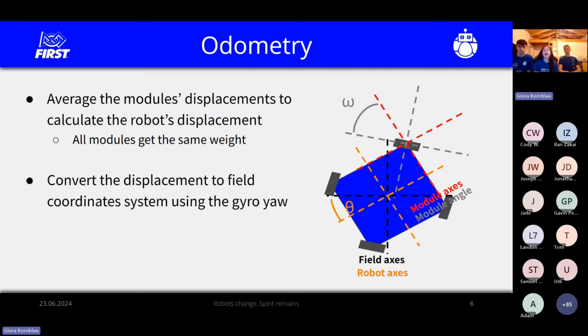Next, we average the modules' displacements to calculate the whole robot's displacement. Each module has its own displacement, and even though they're a little bit different, because sometimes we're rotating and some modules do more than others, they all get the same weight in the whole robot's displacement. Then after we have that displacement in the robot coordinate system, we convert it to the field coordinate system using our gyro's yaw.